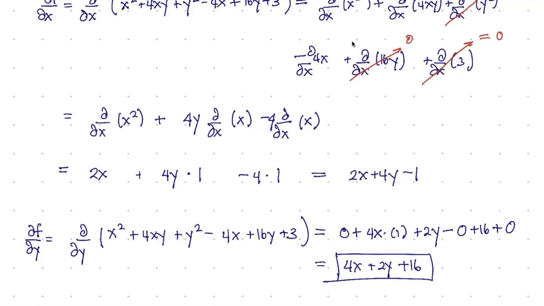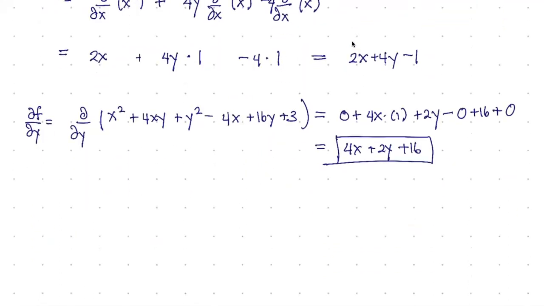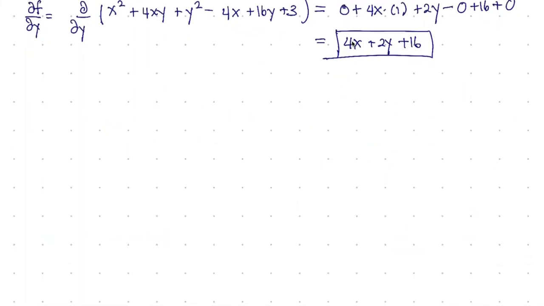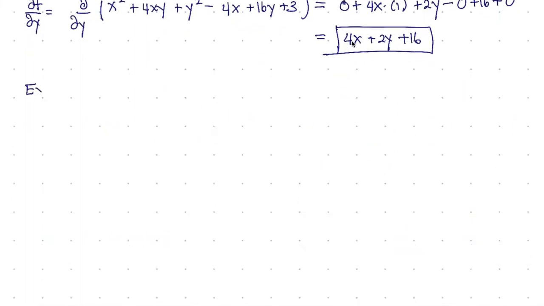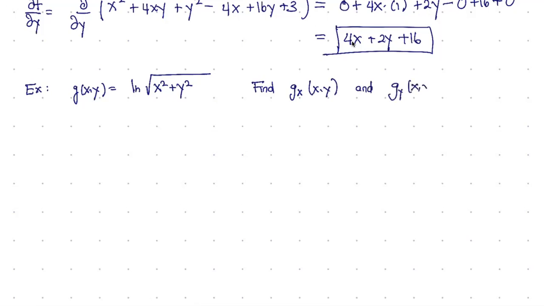Let's take a look at another example. And remember, all of your differentiation rules from your previous experiences are going to come into effect. So let's look at g of xy is equal to the natural log of the square root of x squared plus y squared. And we want to find the partial derivative with respect to x of g(x,y) and with respect to y of g(x,y).